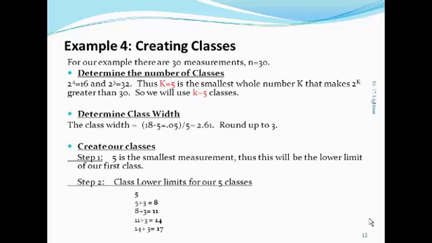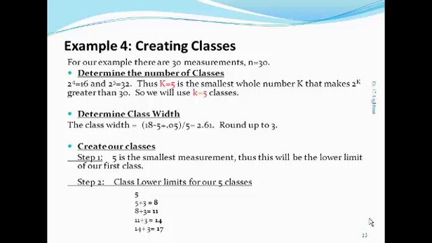Using our steps, we should first determine the number of classes to use for our n equals 30 data values. Using Bowerman's rule, 2 to the 4th power is 16, 2 to the 5th power is 32. 32 is larger than our n equals 30 data values. Therefore, we should use k equals 5 classes in order to summarize our data.